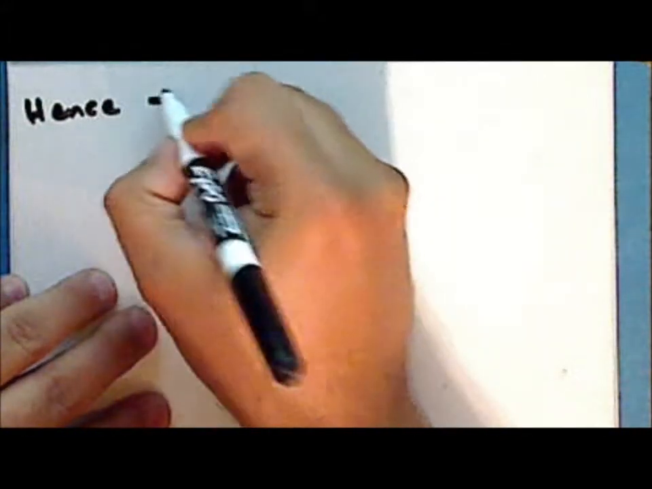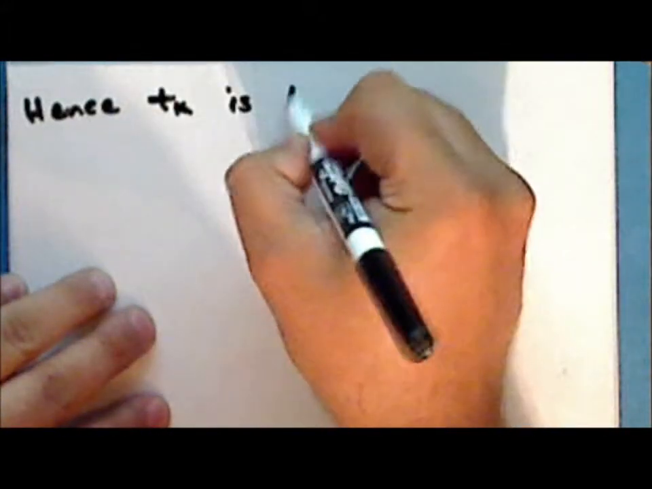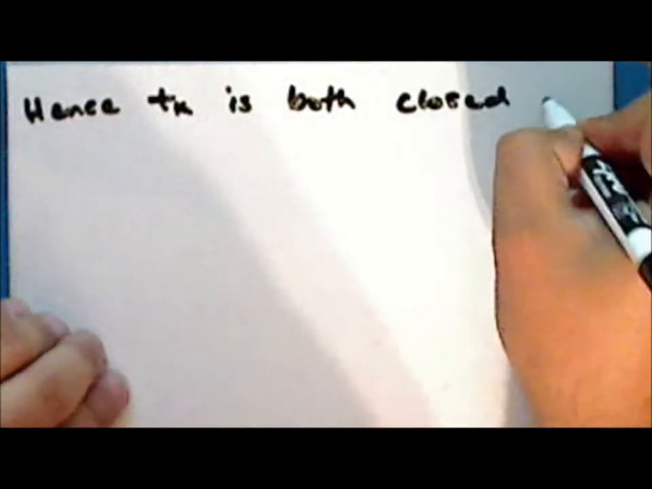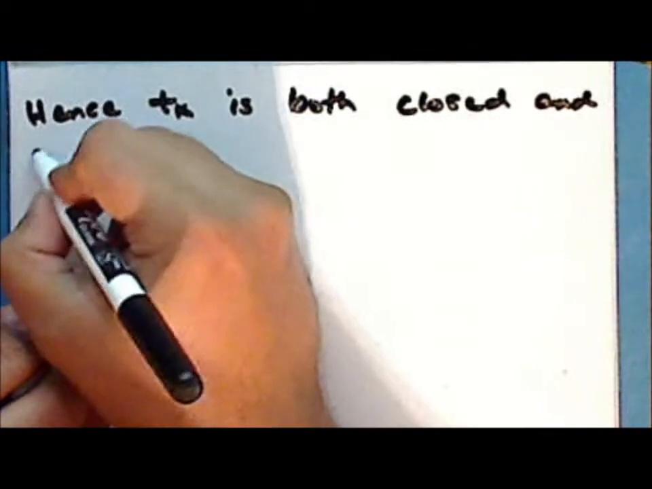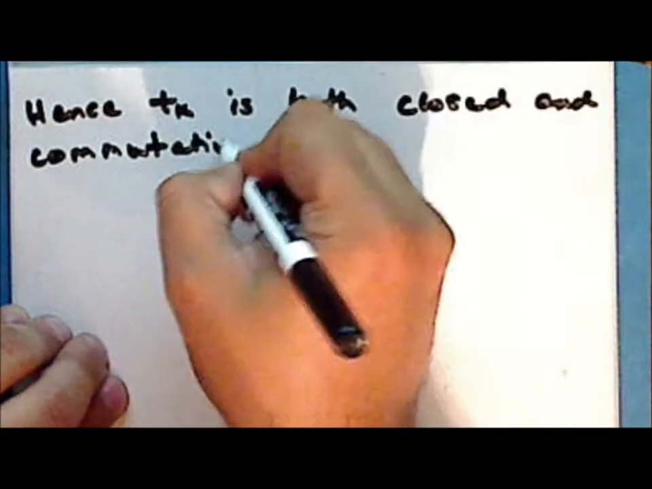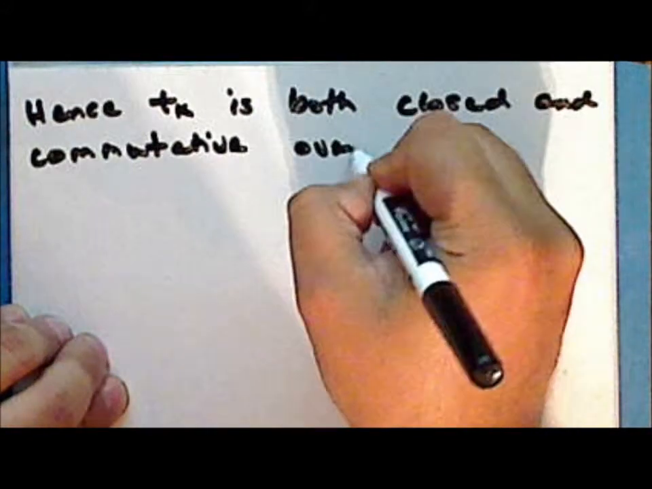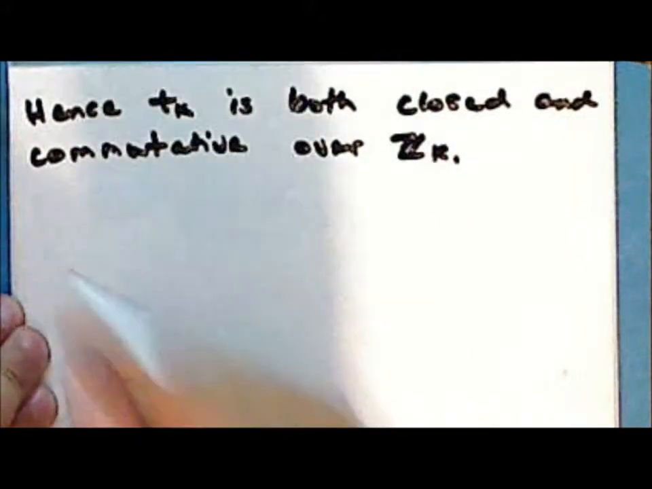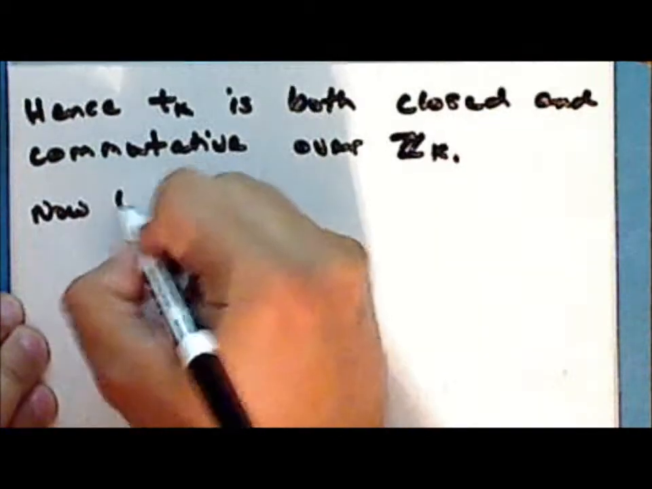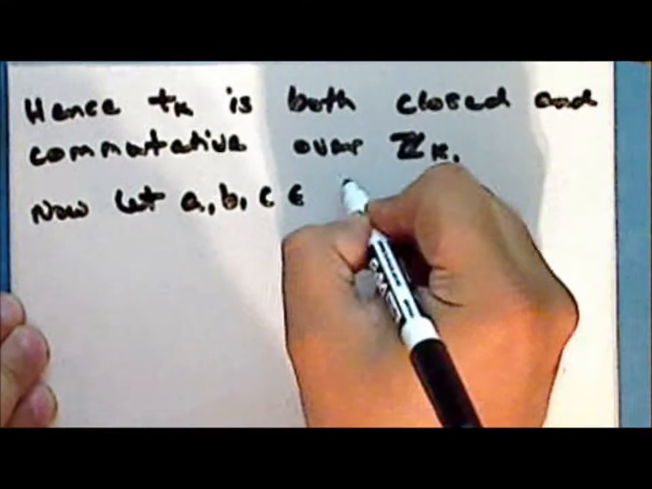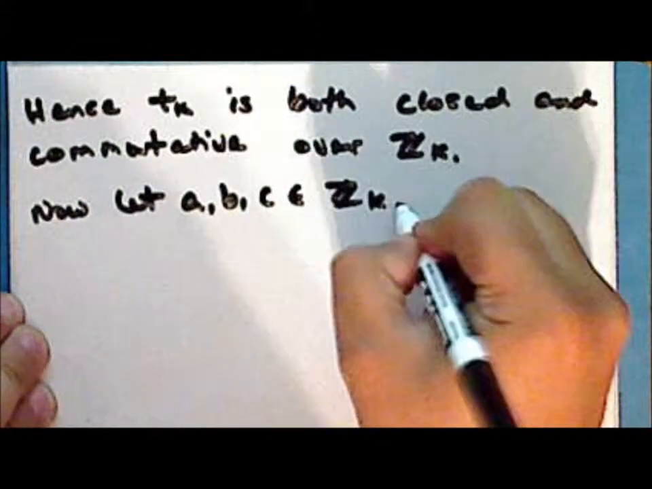And hence addition modulo k is both closed and commutative over the set of integers modulo k. Now let a, b, and c be three elements in the set of integers modulo k.